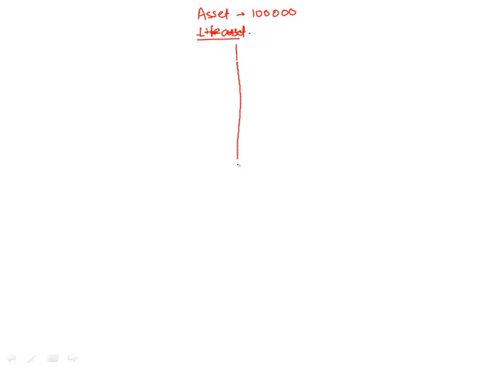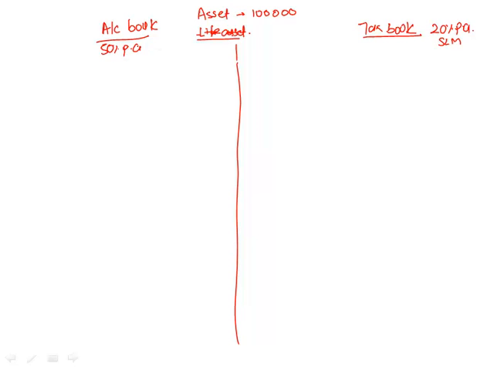Now these are my two separate books. Let us say this is the accounting book and this is the tax book. Now in tax book, I am allowed to charge depreciation at the rate of 20% per annum on a straight line basis, which means every year the amount of depreciation would be 20,000. In case of accounting book, let us say we are allowed to charge depreciation at the rate of 50% per annum straight line method. This is year 1, year 2, year 3, year 4, year 5.